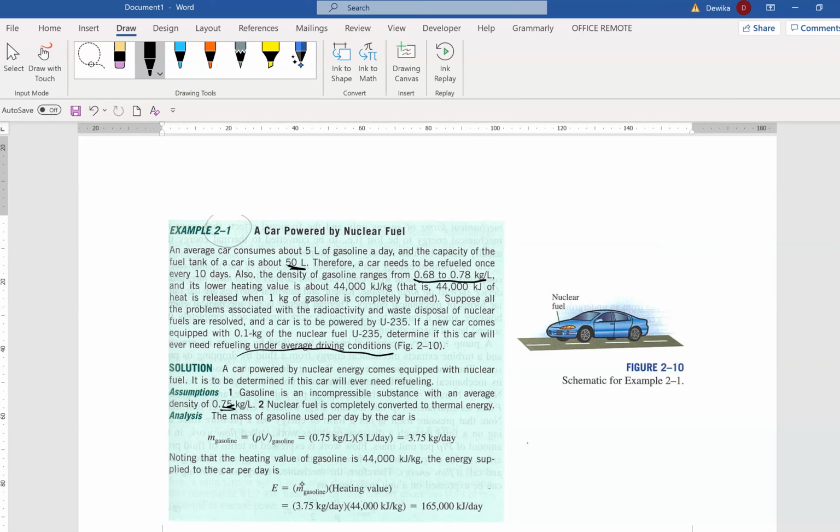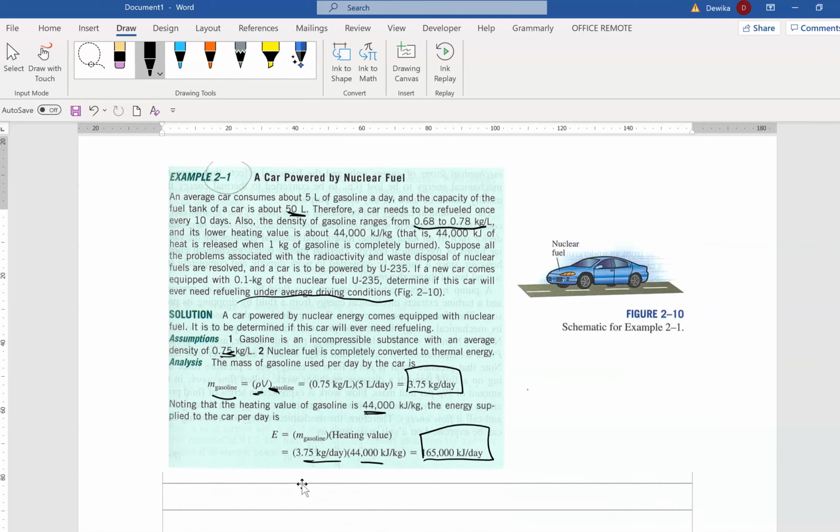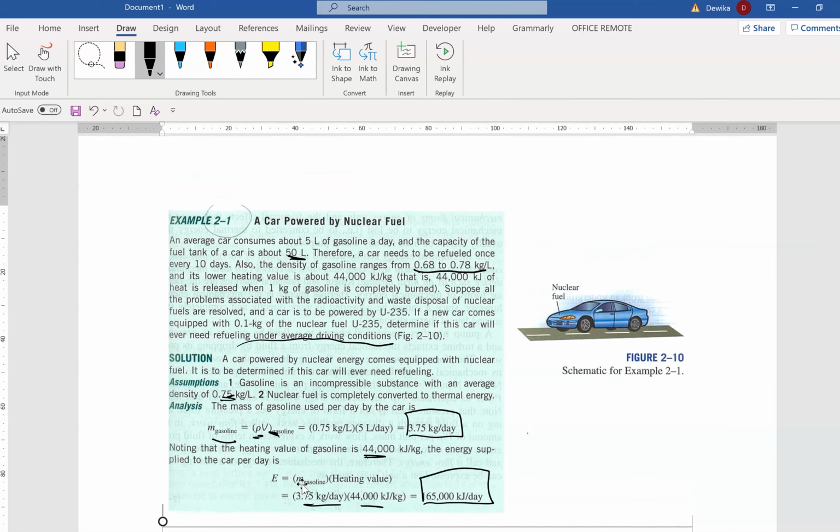So nuclear fuel is completely converted to thermal energy. So what we have here is the mass of gasoline, which is rho multiplied by the volume. So we get 3.75 kilogram per day. Noting the heating value of gasoline is actually 44,000, you just need to multiply both. So the heating value is actually 165 kilojoule per day. Okay, that is the question actually, to calculate the heating value of the car.